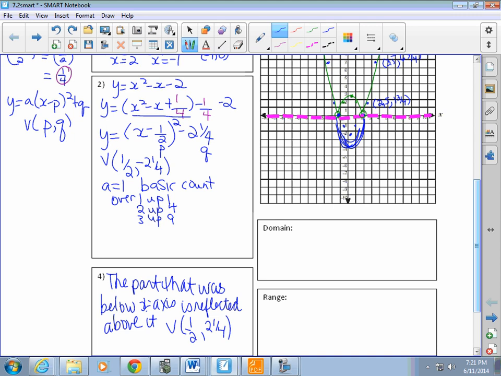So our domain then, for our absolute value graph, I can use any x value that I want. My range has to be everything that is greater than or equal to 0.